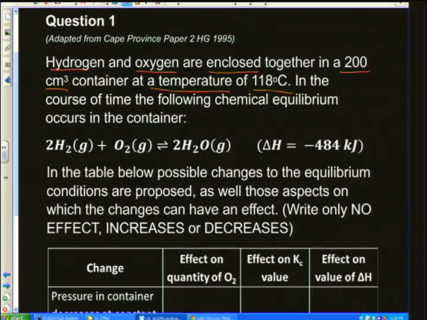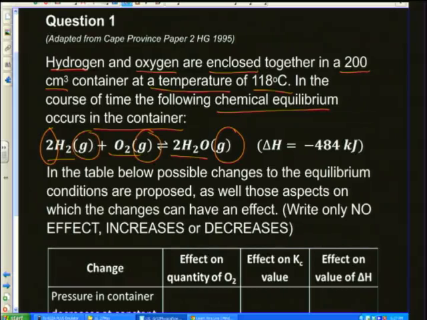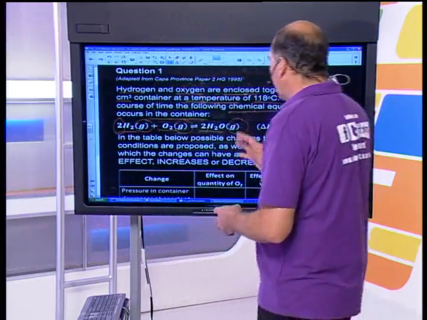We're told the following, over a period of time, chemical equilibrium occurs in the container. So we've got hydrogen, a ratio of 2 moles of hydrogen reacts with 1 mole of oxygen to produce 2 moles of water. Now notice, they're all gases. So when we're doing chemical equilibrium, it's very important that we understand that. If there was a solid or a pure liquid, we would ignore it in the Kc calculation. We'd ignore it as we're considering our reaction.